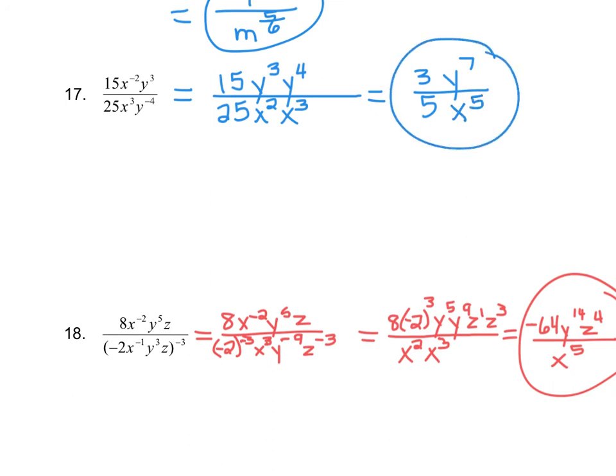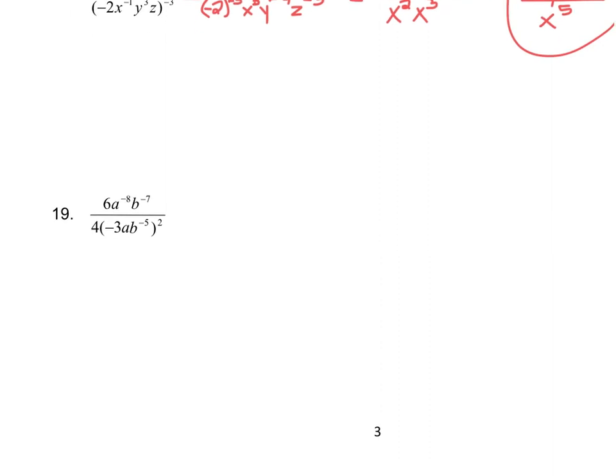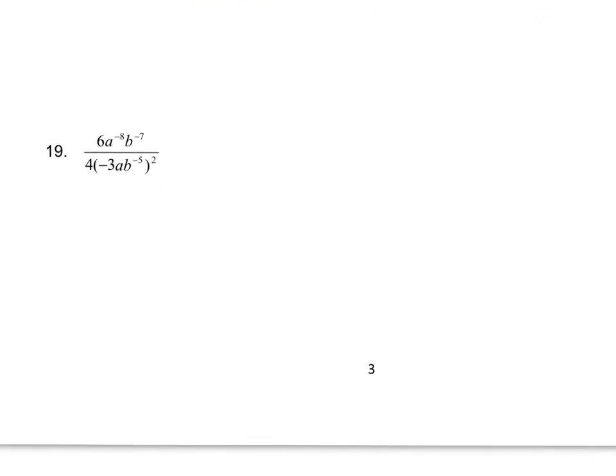Okay, and then finally, number 19. Let me just get down there. All right, this one looks like it kind of has a lot going on, but we can handle it. The first thing I want to do is get rid of those parentheses. So I'm going to take that exponent that's on the outside of the parentheses and distribute it in. My numerator, I'm going to leave alone for right now because I don't have any parentheses that I'm working with. And in the denominator, I guess I'll leave that 4 alone.